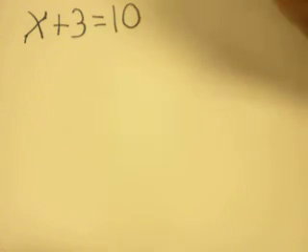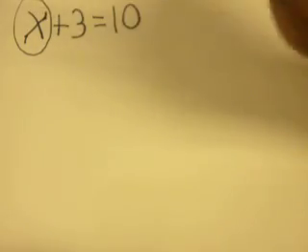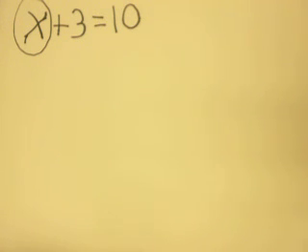So the first thing I suggest that you do is circle what you're solving for. In this case, we're solving for x. So I'm going to circle that. Now, there's only one variable in this problem, so it almost seems too easy, that you might not need to circle it like that.